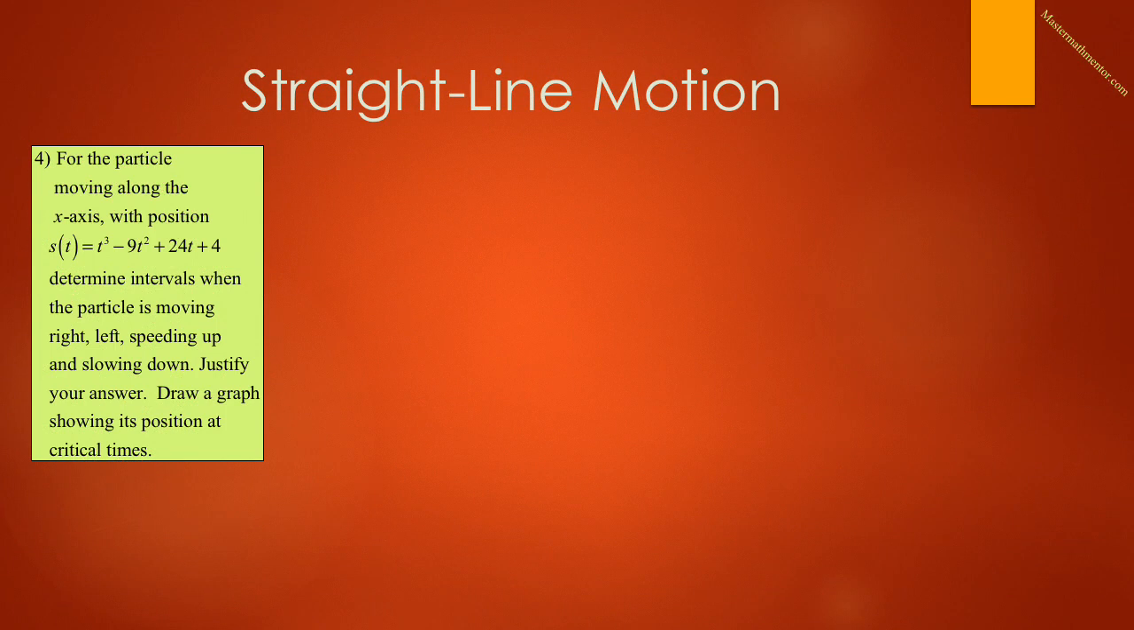Number 4 is a typical problem from the AP exam on straight line motion. For the particle moving along the x-axis with position s of t equals t cubed minus 9t squared plus 24t plus 4, determine intervals when the particle is moving left, right, speeding up, and slowing down. Justify your answer. Draw a graph showing its position at critical times.